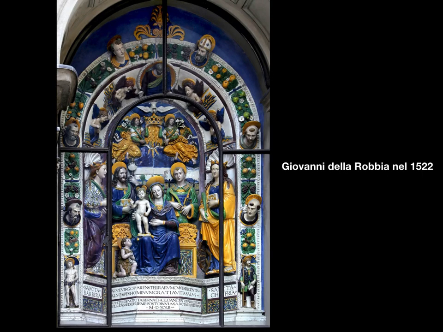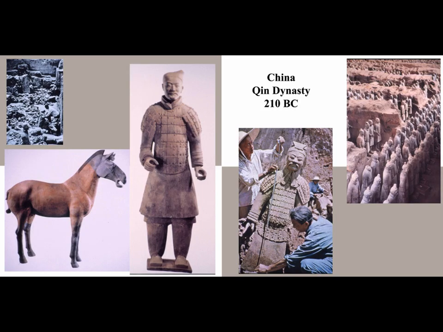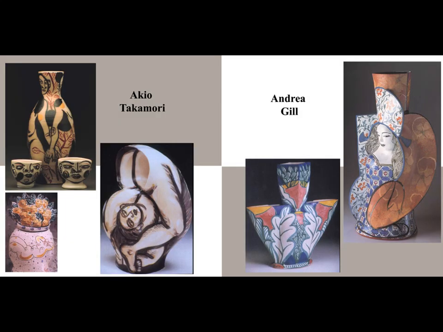Here's a large clay doorway piece. This is Della Robbia. Again, this is the terracotta warriors, and they unearthed these within my lifetime, and you see there's thousands of clay figures in there. Something really to investigate. In the contemporary sense, again, the figure is used, like Akio Takamori would paint it on the surface, and also use the figure to create the pieces. Andrea Gill, same kind of idea.